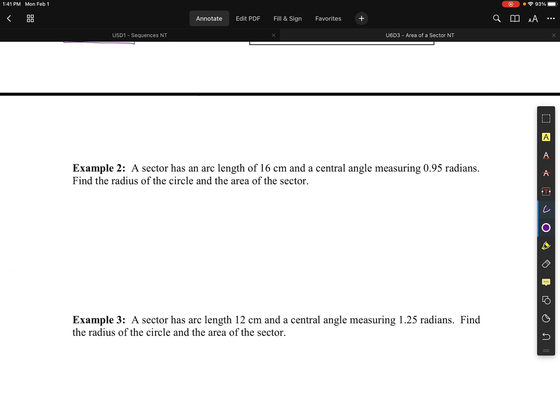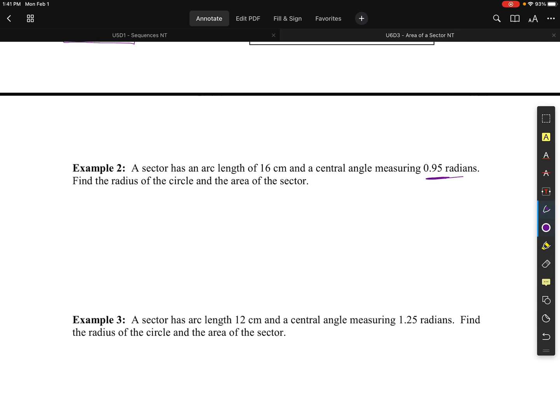All right, here we go. A sector has an arc length of 16 centimeters and a central angle measuring 0.95 radians. Radians, right? That's telling me I'm using the 1/2 theta r squared formula. Find the radius of the circle and the area of the sector.